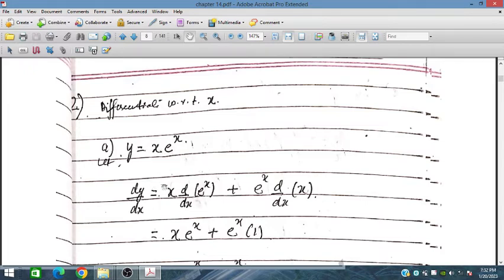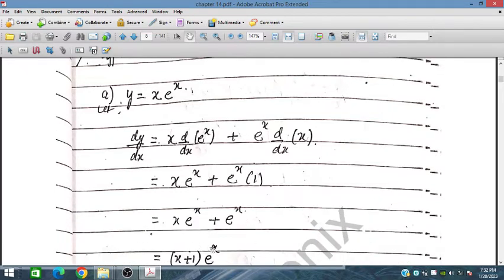So this is u is here and v dash is this one. Similarly for the other part, we have this v is here and this u dash is this one. So from this u v dash we have dy by dx is x e power x, and this is e power x.